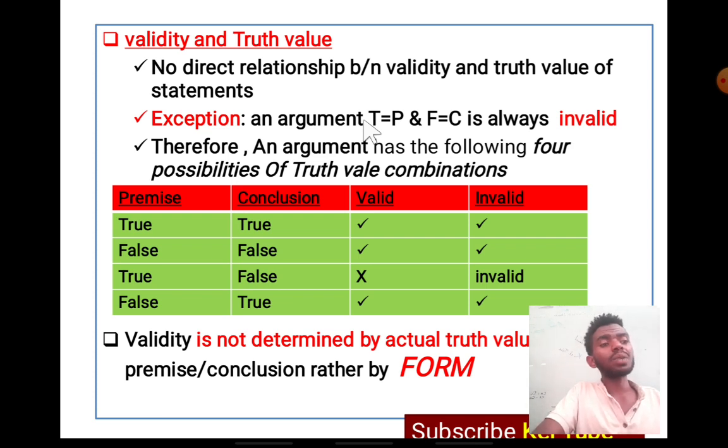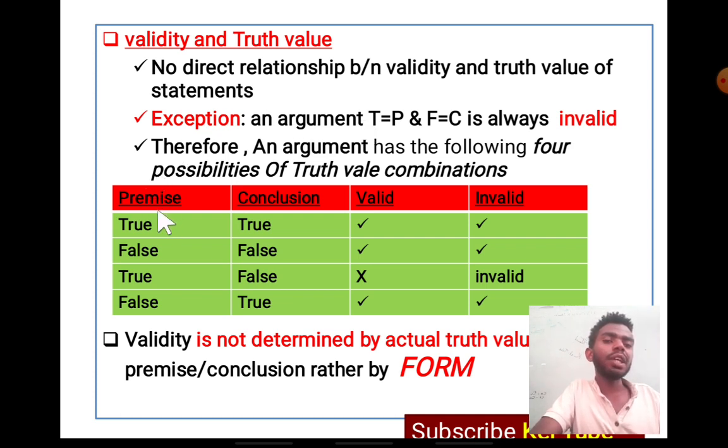More of the time, as I have already said, when we talk about the validity of a deductive argument we depend on the inferential claim, the relationship between premise and conclusion. For that matter, the validity of an argument is more of the time a matter of form.